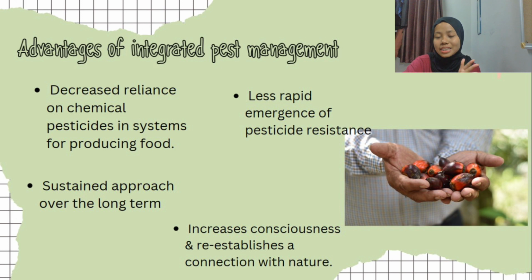So what are the advantages of IPM? We have many advantages, but I will just share the main ones with you. If you want to know more, you can find it on Google. The first advantage is decreased reliance on chemical pesticides in systems for producing food. Second is a sustained approach over the long term. Third, less rapid emergence of pesticide resistance. And the last one is increased consciousness and an established connection with nature.